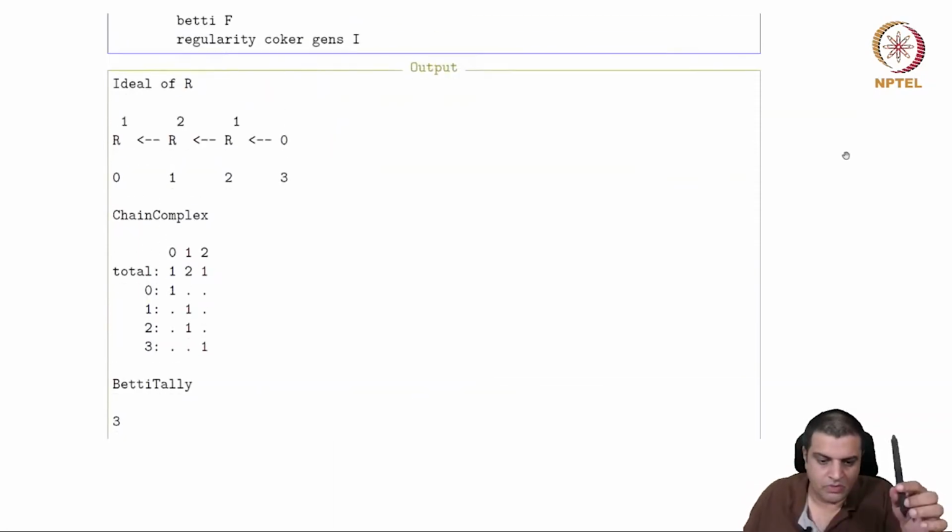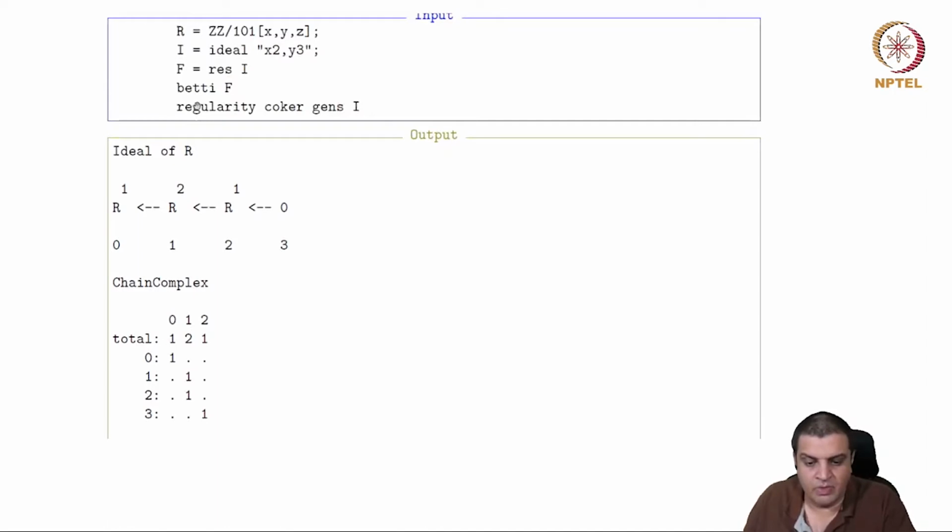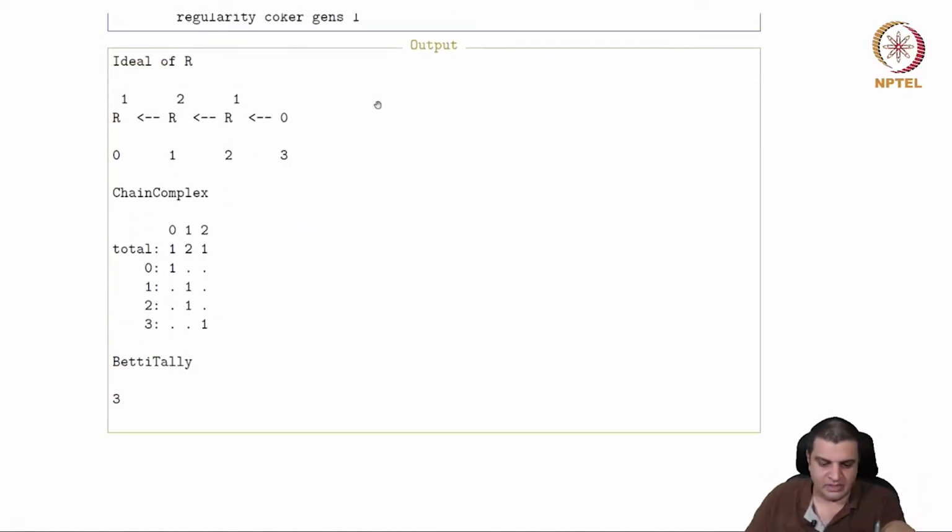Here, I and R mod I are different modules. For resolution, if you ask for I, it actually computes for R mod I. And if we ask for regularity of I, it computes the regularity of R mod I, not the regularity of I. We will see that they are a little different. So we have to ask for the regularity of the cokernel of the generators of I, which is the same thing as R mod I. It is 3, which we see from this row.